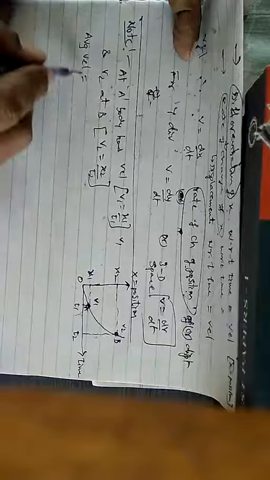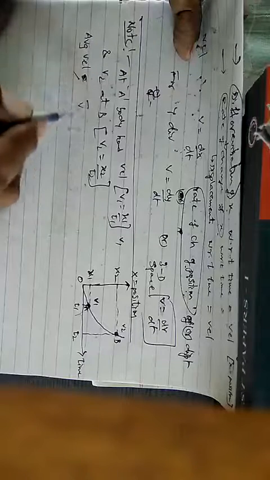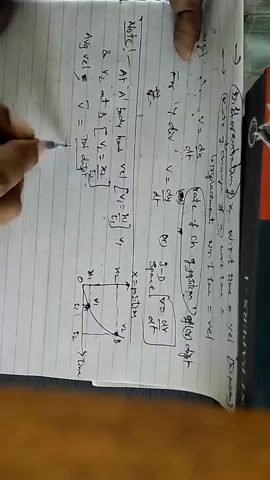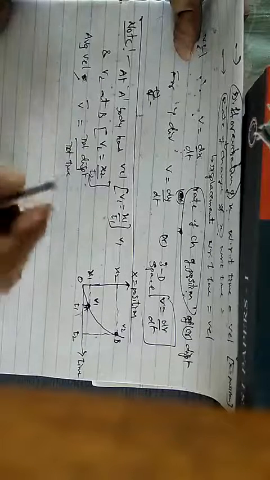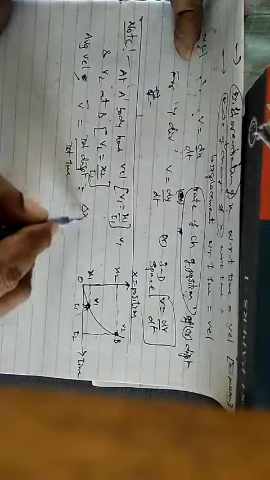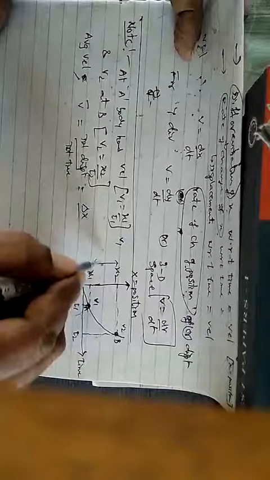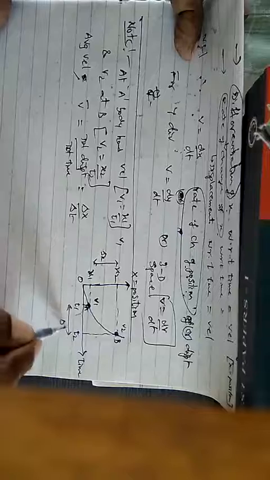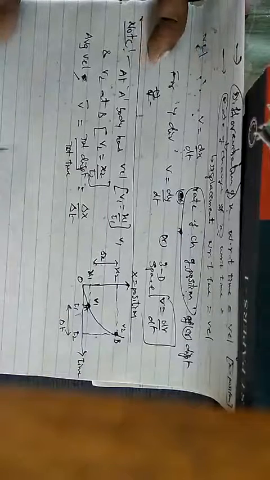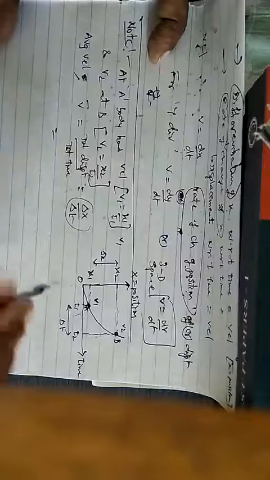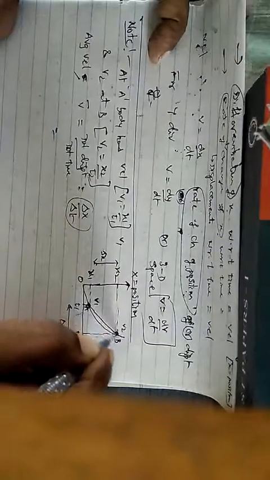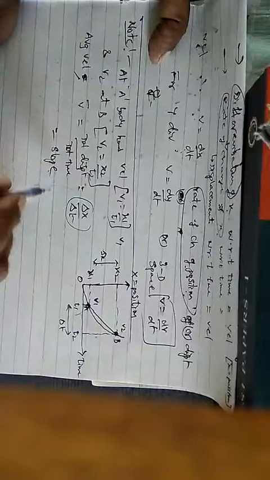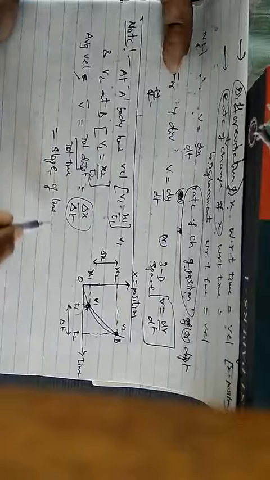So how to get the average velocity, v bar? What is the formula? It is total displacement upon total time. The total displacement is delta x, this difference, and the total time is delta t, this difference. So this is delta x by delta t. If you draw one line here like this, this is the slope. Delta x by delta t is the slope of the line or chord.